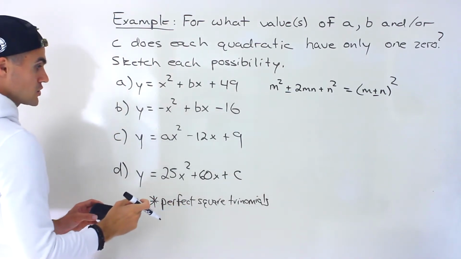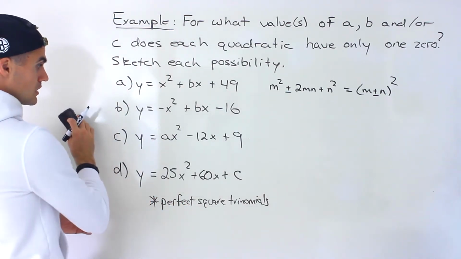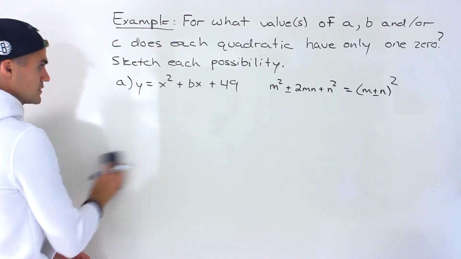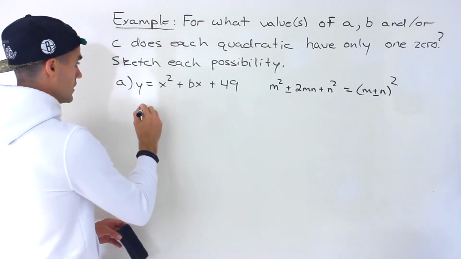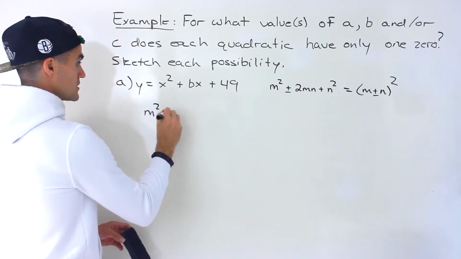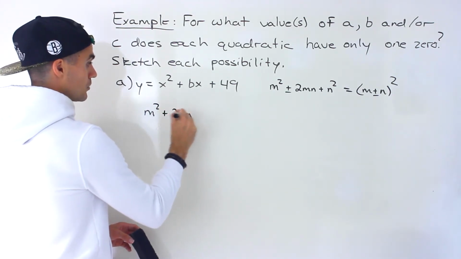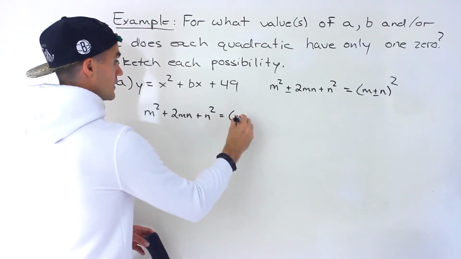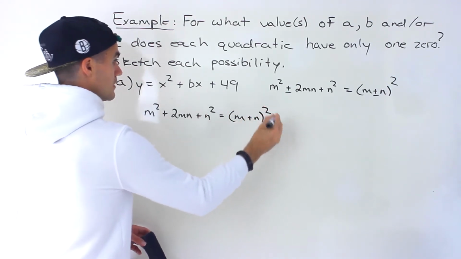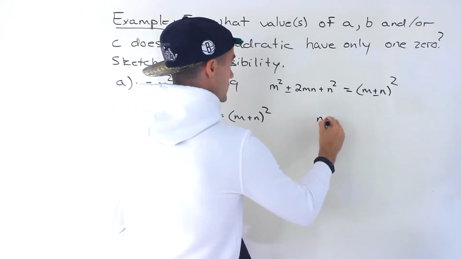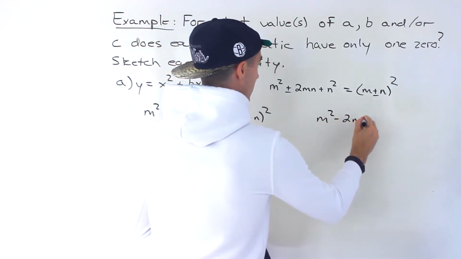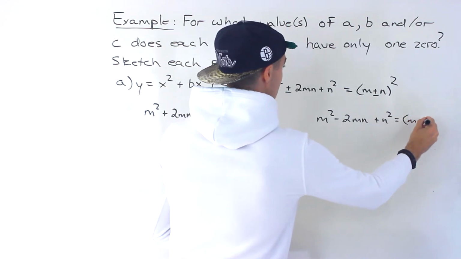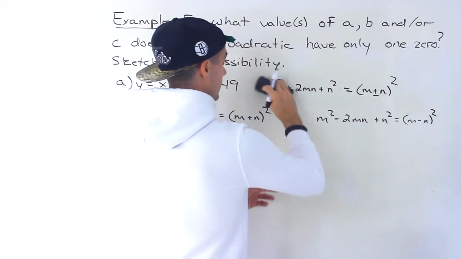So what I'm actually going to do, let's erase these for now. I'll bring them back as the video goes on. I just want some room over here. So let's write out both of these formulas here. So we have either m squared plus 2mn plus n squared, and that's going to factor into m plus n squared, or we'll have m squared minus 2mn plus n squared, and that's going to factor into m minus n squared like that.